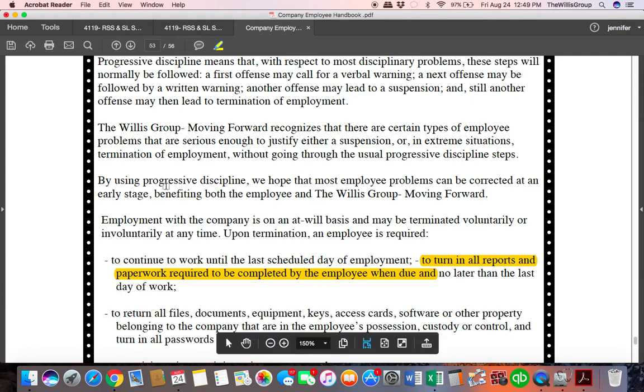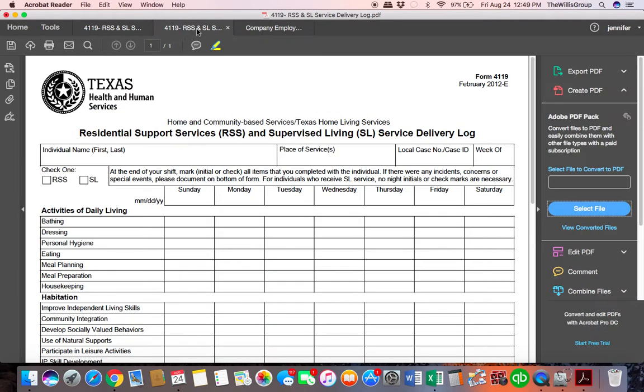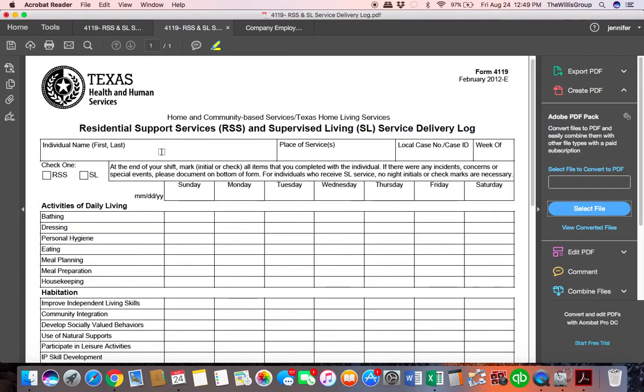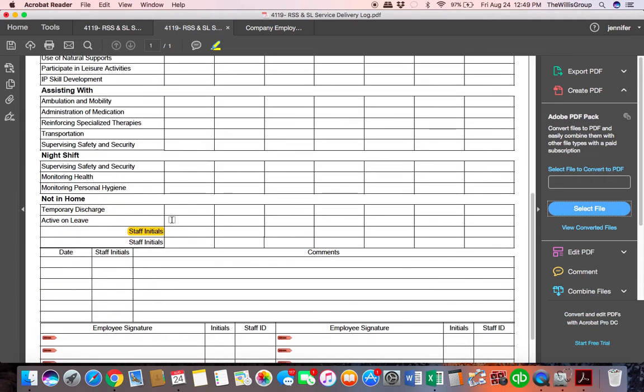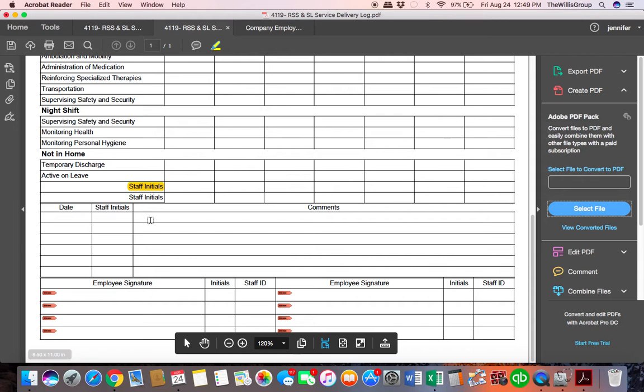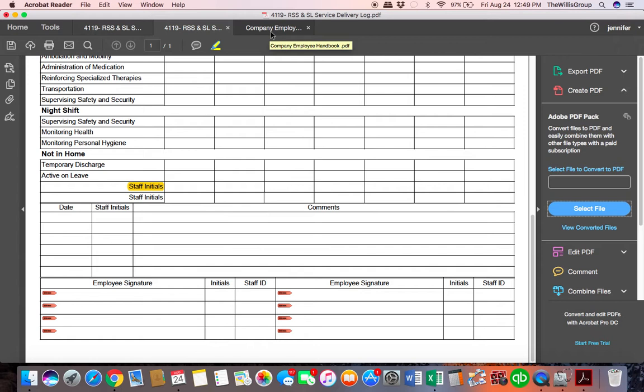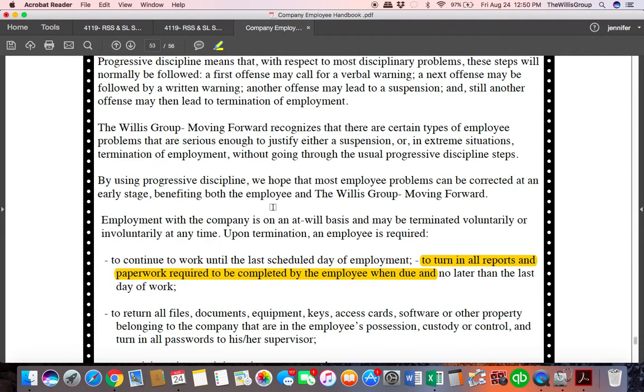This again does mean that we are going back to check if things like this service log have been completed, and most importantly, that your initials are there and your signature is here. We will be checking those things at any time that an employee separates from the company, because again, this is a time sheet and it indicates that the work has been performed. So these things must be signed in order for us to close out a business with you, and it needs to be done no later than the last day of work.